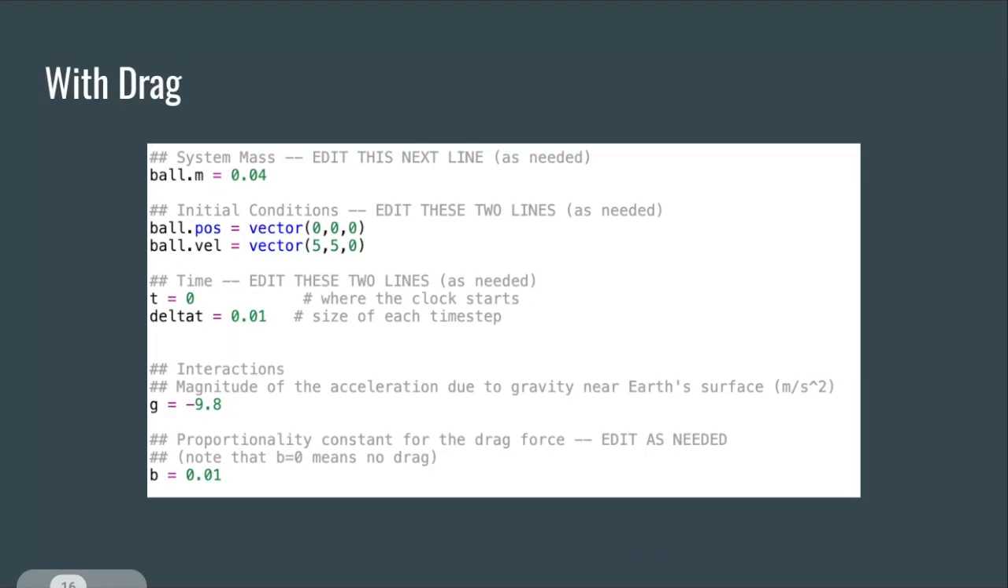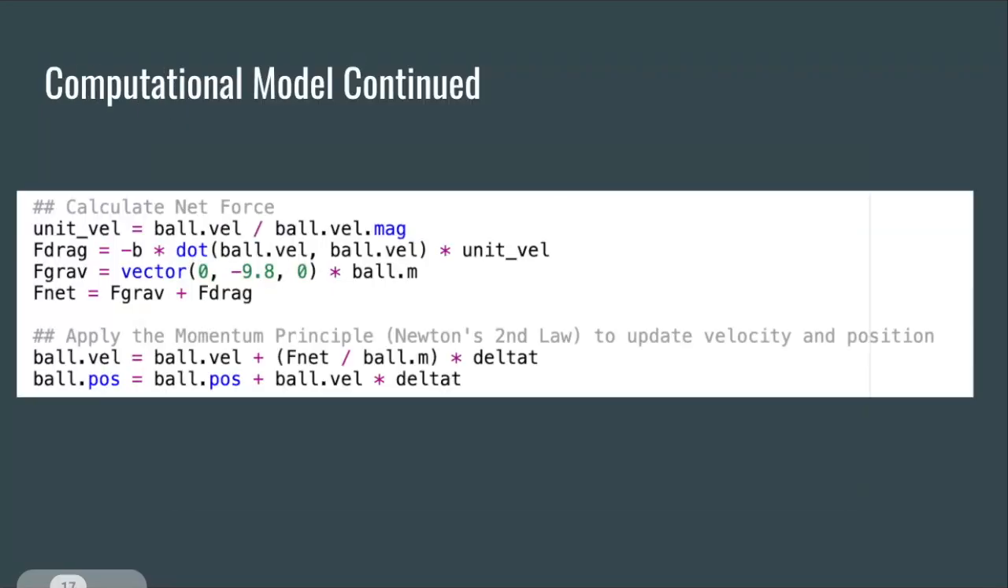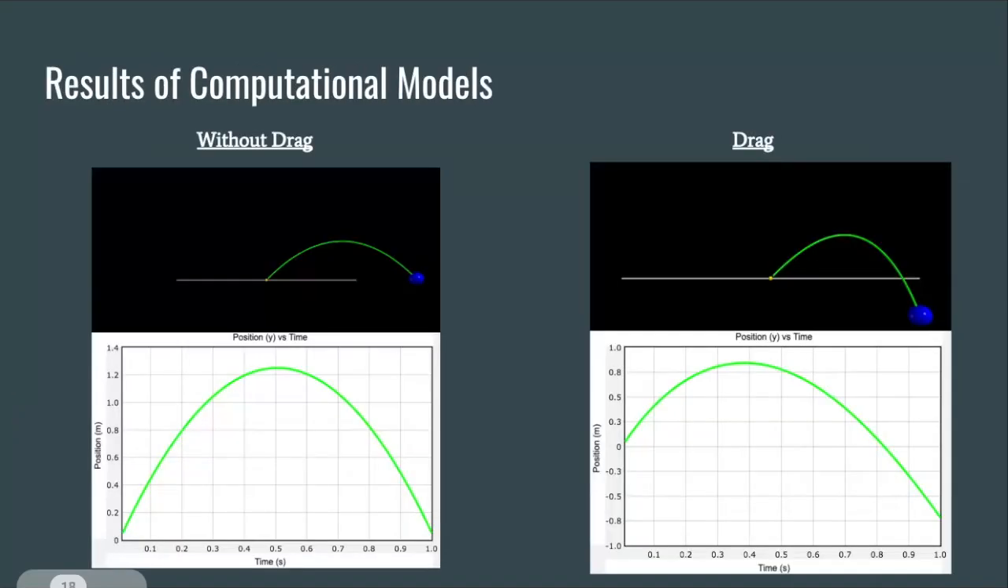We then do the same with drag, and the initial conditions are pretty much the same except for a proportionality constant, which is 0.01, because we now have drag, which causes us to have to calculate the net force, which is going to be the force of gravity plus the force of drag. The force of drag uses the equation that I mentioned in our introduction. After obtaining the net force, we would use the velocity update formula and then use that to update the position of the ball. Here are the results of the computational models.